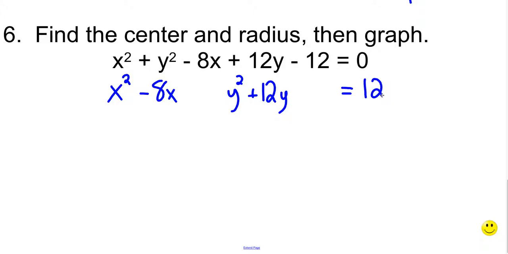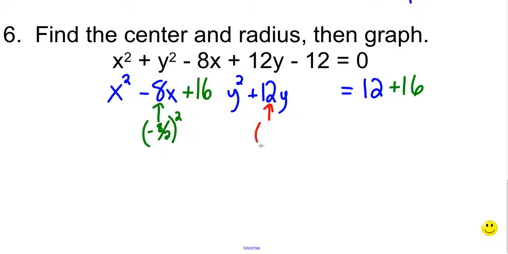Now, do you guys remember completing the square from like last semester? We're going to do that again. So first with the x's, we're going to take this number and divide it by 2 and square it. So we get -4 squared, which is 16. So we're going to add a 16. Now, if we add a 16 to this side, we have to add a 16 to the other side. That would be fair.